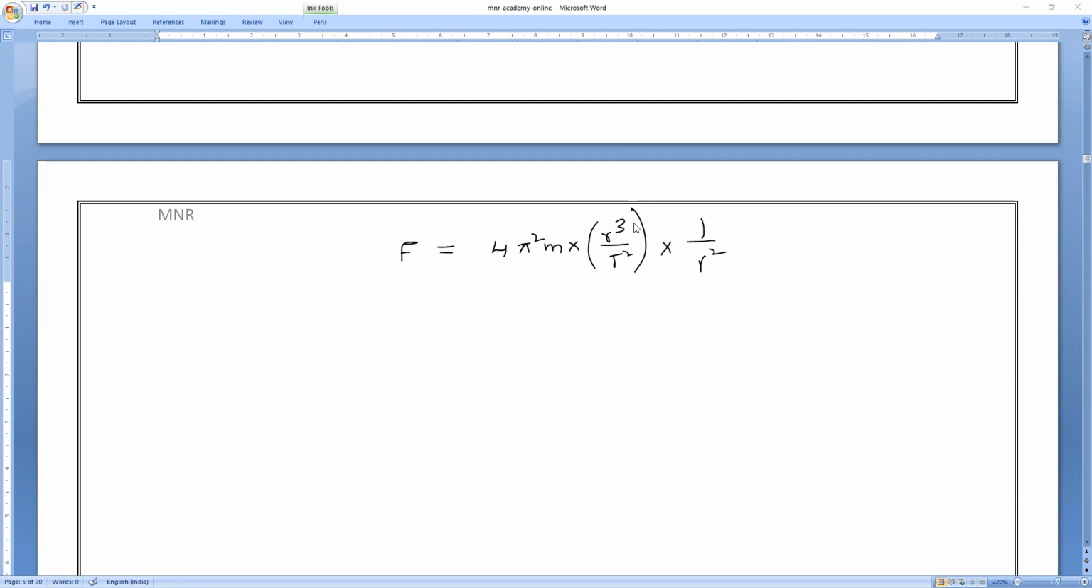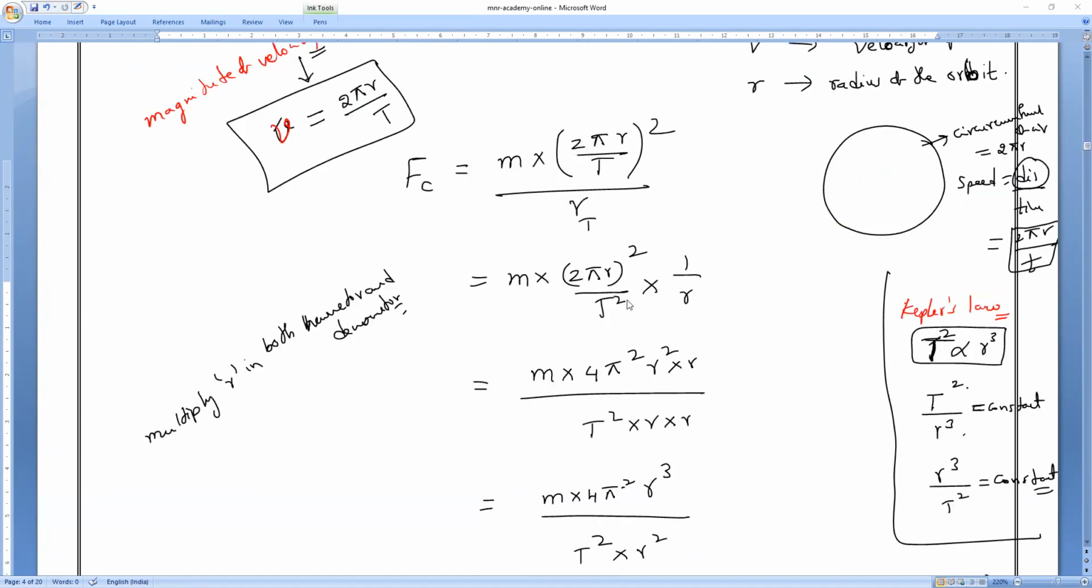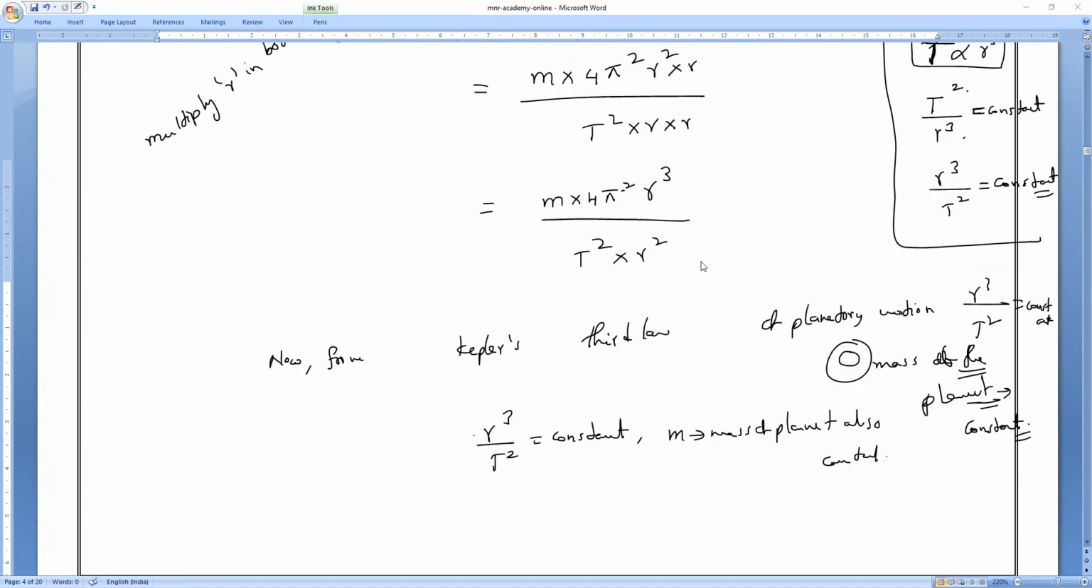Any doubt? Are you clear, all of you? Clear, Amari? Nothing new, I am just writing individually. See that. M is constant, 4 pi square is also constant, r cube by T square is constant, and only 1 by r square is remaining. So 1 by r square, that's all I have written. Any problem? Are you understanding, everybody? Please respond.